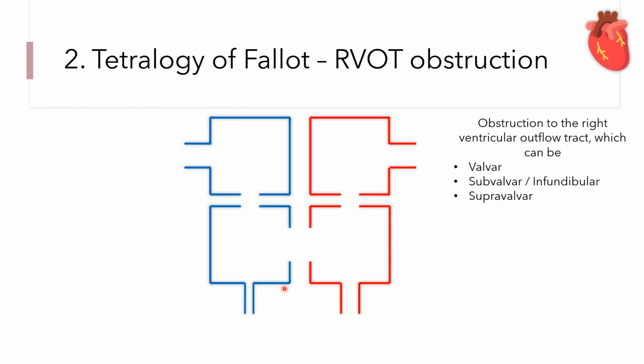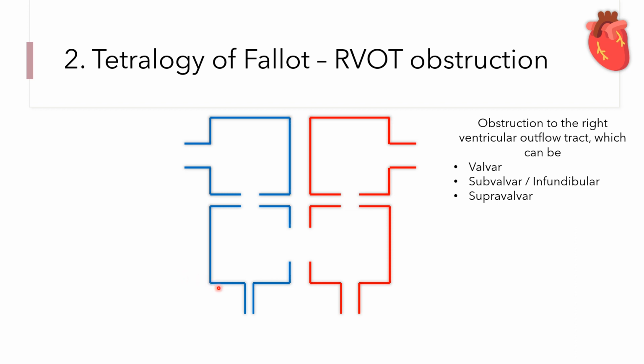The obstruction to the right ventricular outflow tract can be valvar obstruction, subvalvar or infundibular obstruction, and supravalvar obstruction also. So the obstruction may lie at any level, which is represented schematically here by a narrow pulmonary artery. That means the obstruction at this level may be valvar, supravalvar, or subvalvar. Basically there will be a right ventricular outflow tract obstruction. That is the second change needed in a case of tetralogy of Fallot.